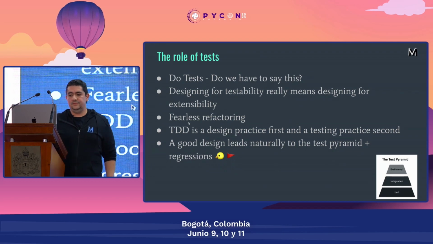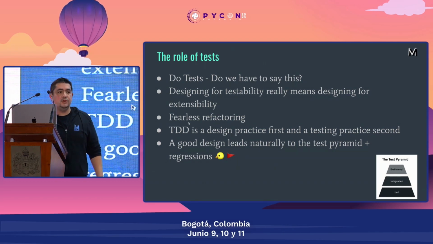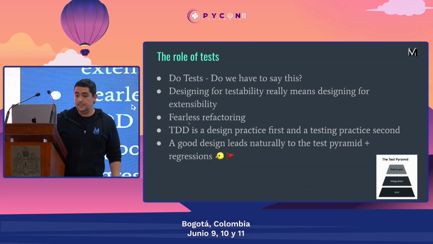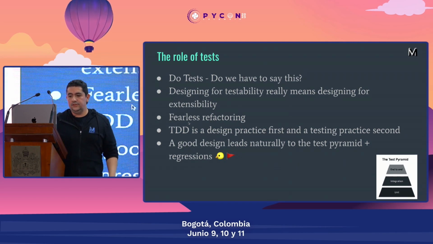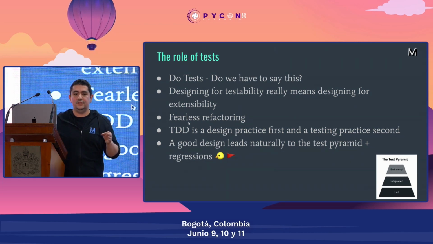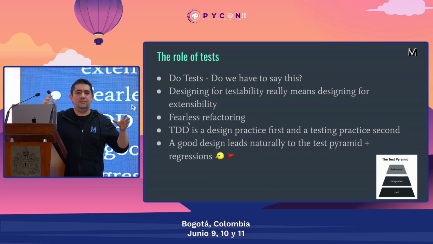So do tests. Designing for testability really means designing for extensibility. You will be able to do fearless refactoring. You will have to refactor a lot. TDD is a design practice first and a testing practice second. So whenever you're writing your tests, you will always have this kind of canary or red flag of how your code is, just by writing your test. If you have to build a house of cards just to test something, I would check the architecture again.